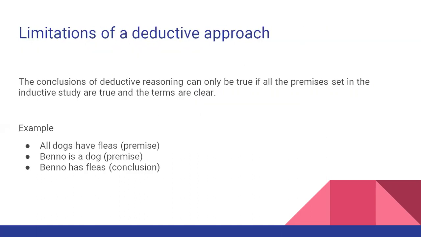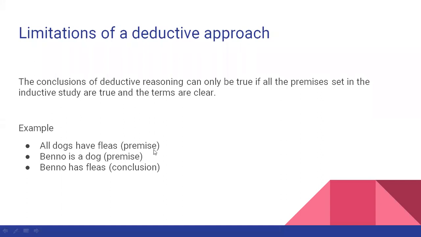Let's see what the limitations of deductive research are. The conclusions of deductive reasoning can only be true if all the premises set in the study are true and the terms are clear. We have seen a new term here, premises. Let me give you an idea of what exactly a premise is from the examples. All dogs have fleas. So it's a premise. Suppose Beno is a dog, that is again a premise. From these two, we can infer that Beno has fleas. This is the conclusion.